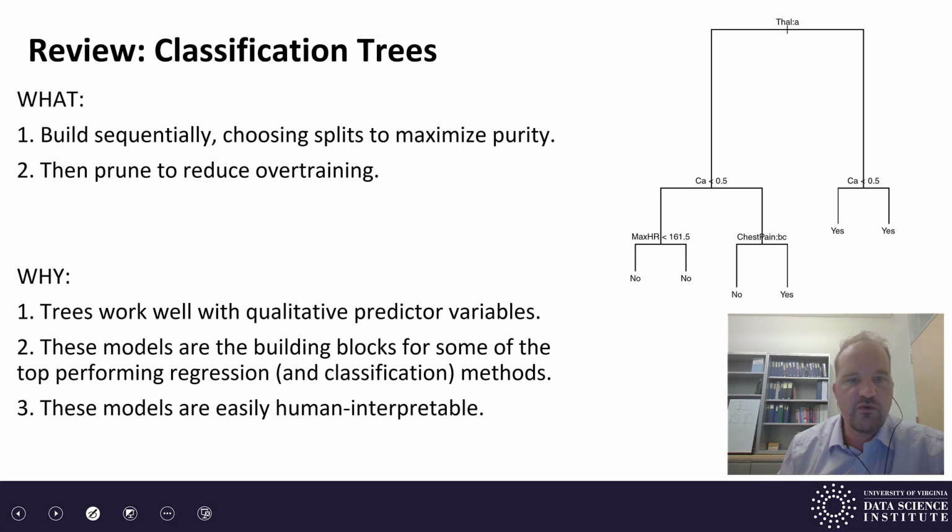Why do we use trees? They work well with qualitative predictor variables. These are building blocks for some of the most accurate methods, and they're easily human interpretable, easy to understand by people directly. Some people say they mimic the way people make decisions and think.